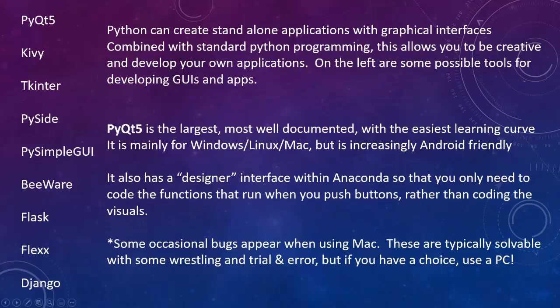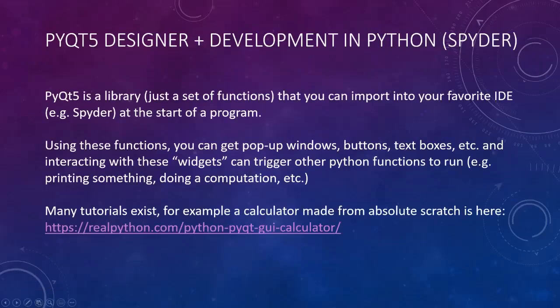For just turning something you've written on your own computer into a standalone program on your own computer, that's pretty easy. So PyQt5 again is a library, so you would open Python in any development environment that you'd want, Spyder or wherever, and you can import PyQt5 as a set of functions that now you can use in your program.